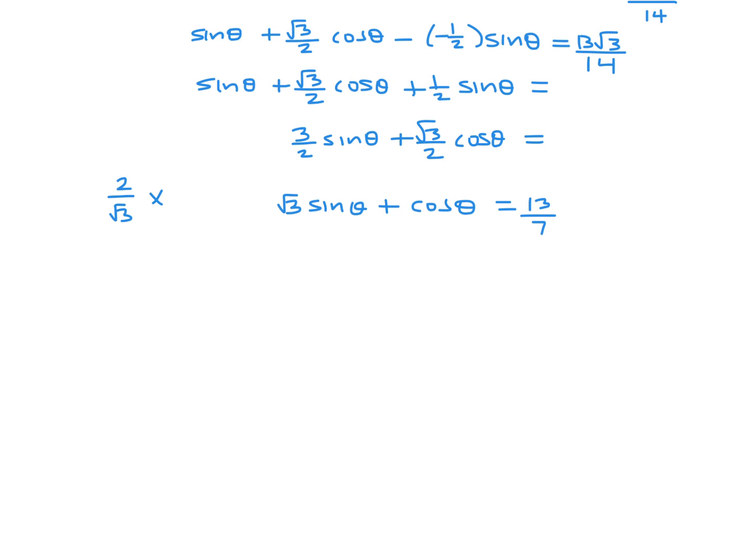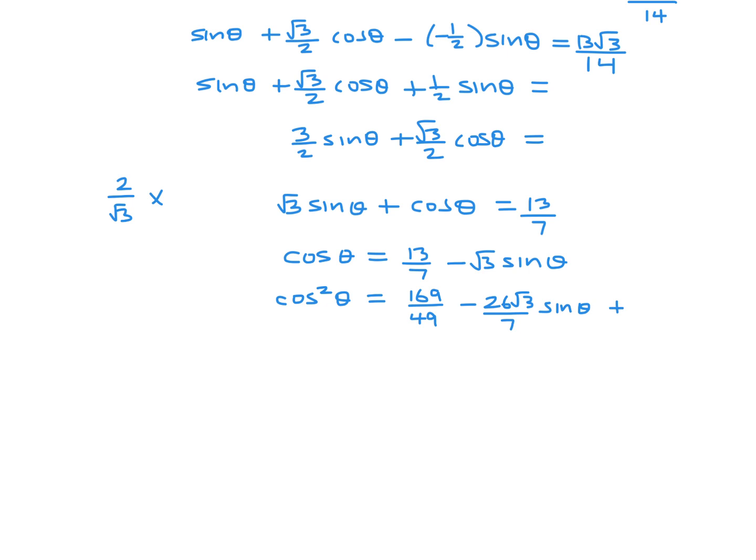I guess I can square it, right? Yeah, so I have to isolate in terms of cos theta, 13 over 7 minus root 3 sine theta, and then square both sides. And that would be 169 over 49 minus 26 root 3 over 7 sine theta plus 3 sine squared theta. And then you use that famous identity, cos squared theta plus sine squared theta is equal to 1. So this becomes 1 minus sine squared theta.